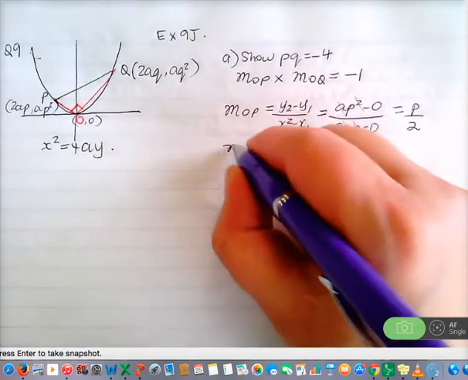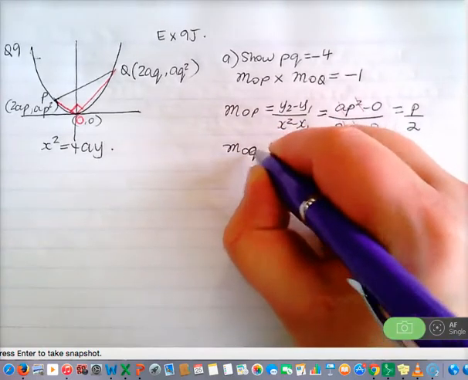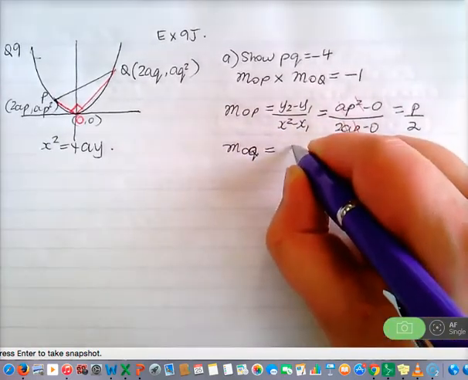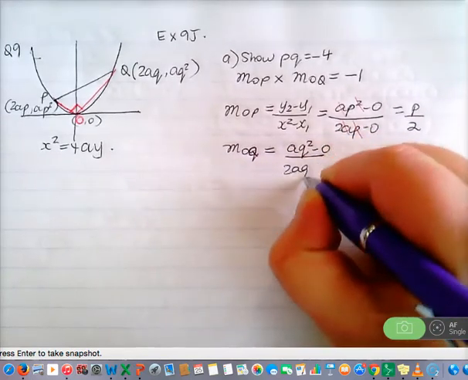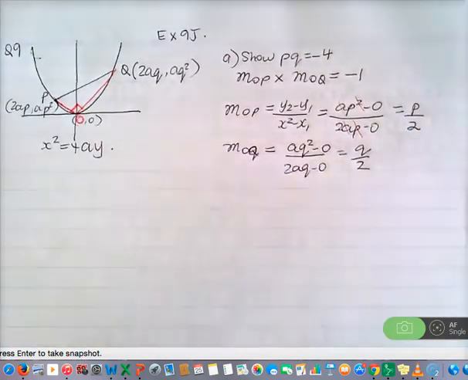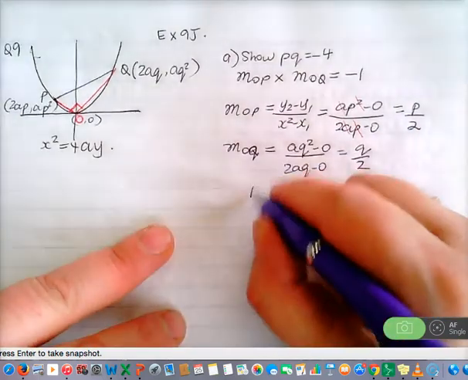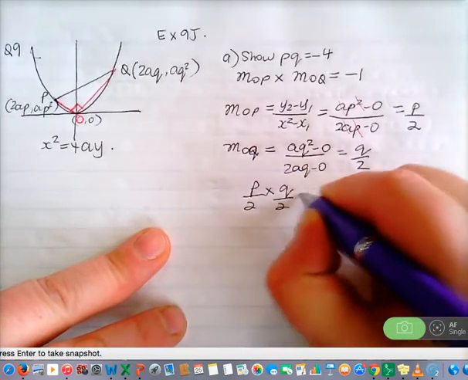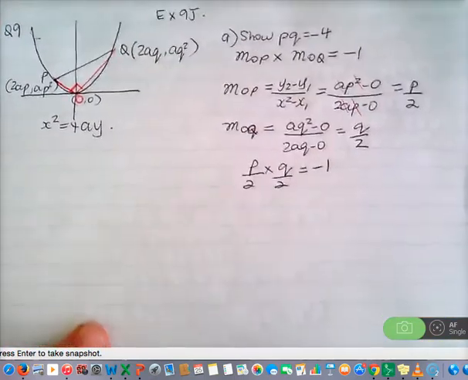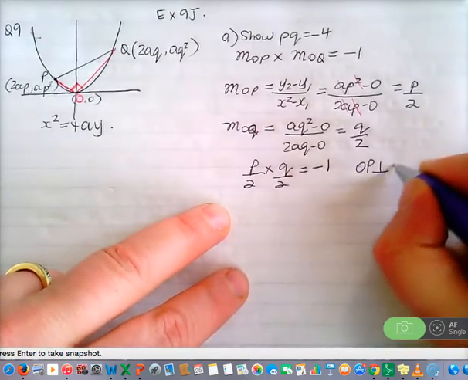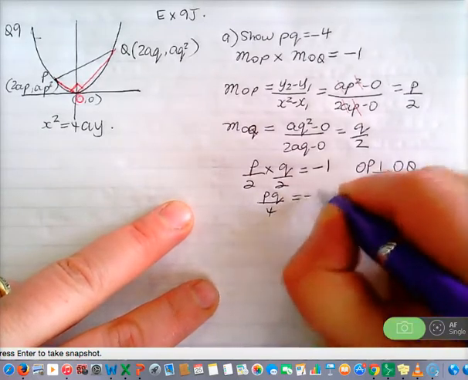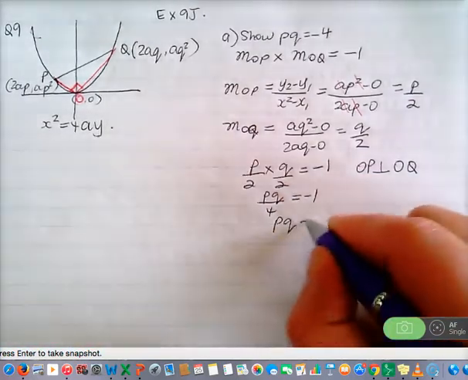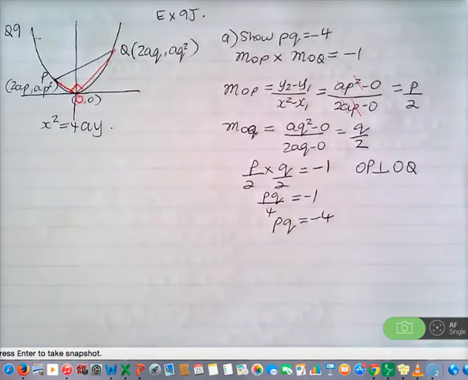Now, what's the gradient of OQ? You don't have to work it out. It'll just be q on 2. I would just go aq squared minus 0 over 2aq minus 0. It's going to be q on 2. You can see you're going to get the result, can't you? p on 2 times q on 2 is -1. Why? Because OP is perpendicular to OQ. Therefore, pq on 4 is -1. Therefore, pq is -4.